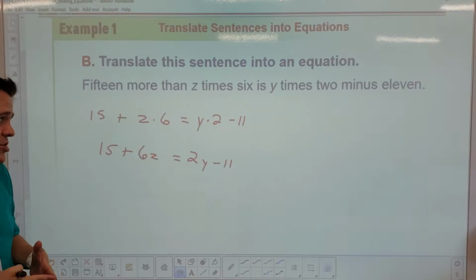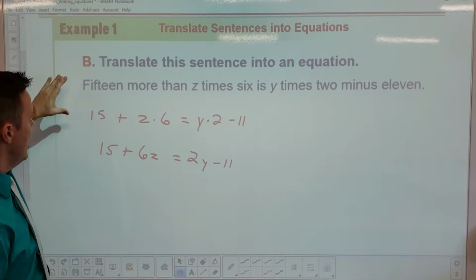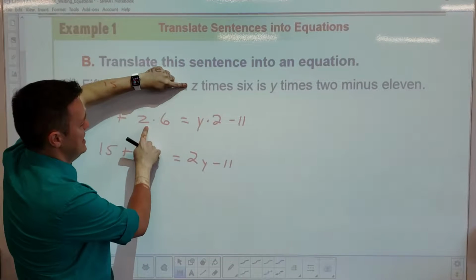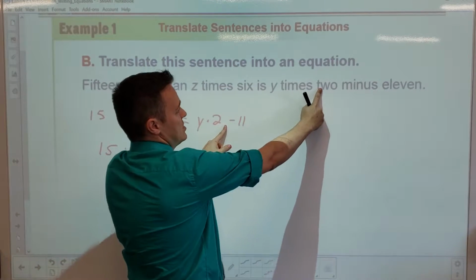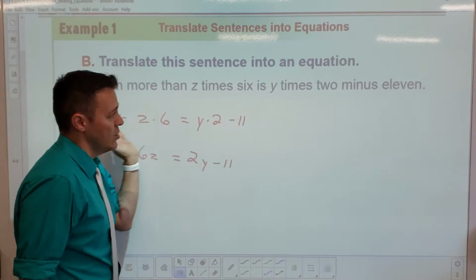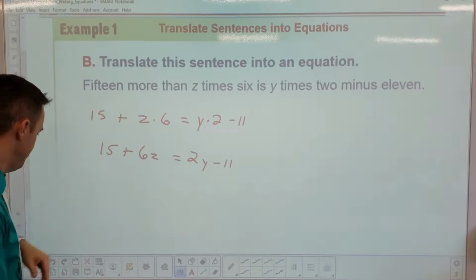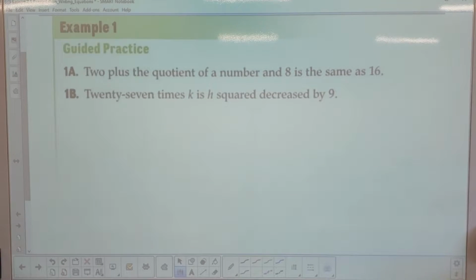If you have any questions, you come see me, but this one here is a perfect example of going left to right. So 15 more than z times 6 is y times 2 minus 11. Okay? As we read it, we just write it. And if you want to rewrite it to make it look pretty, you can. All right, on the guided practice, ladies and gentlemen, you try these.